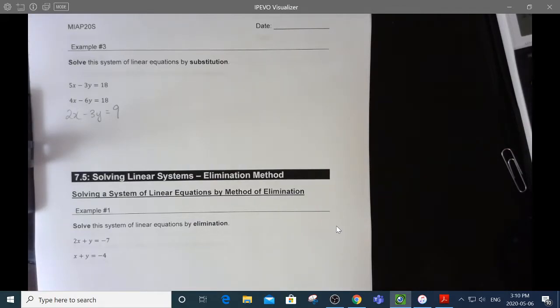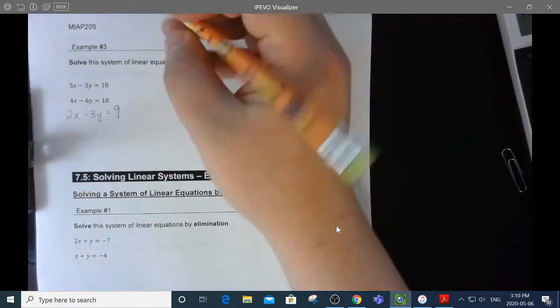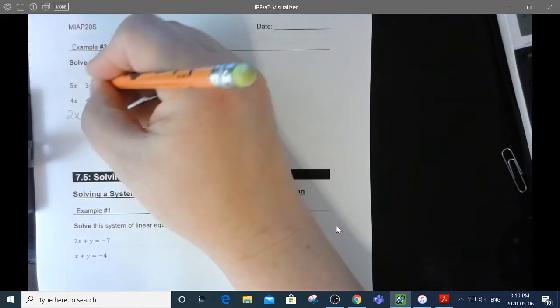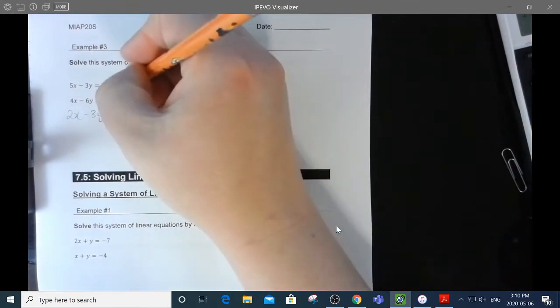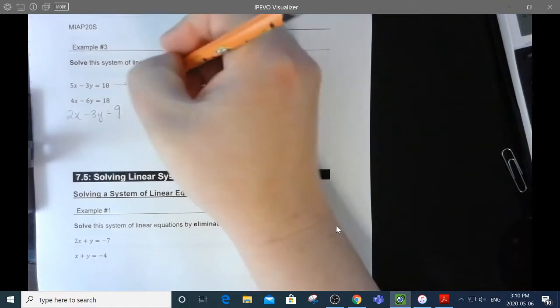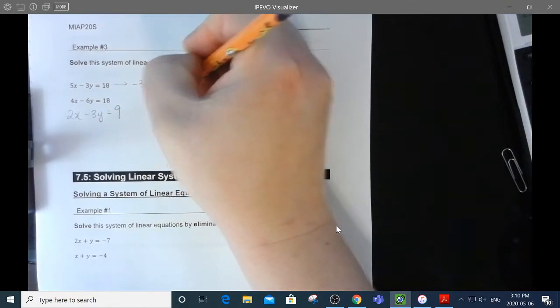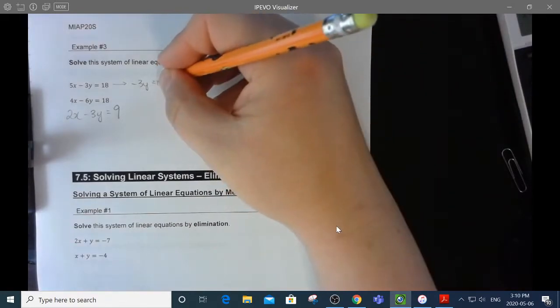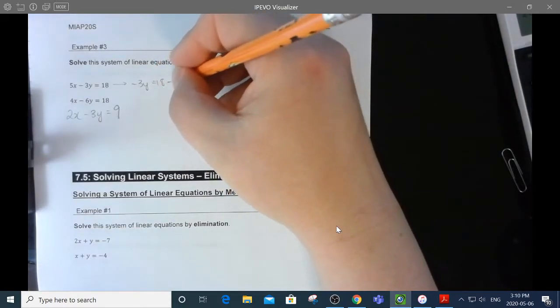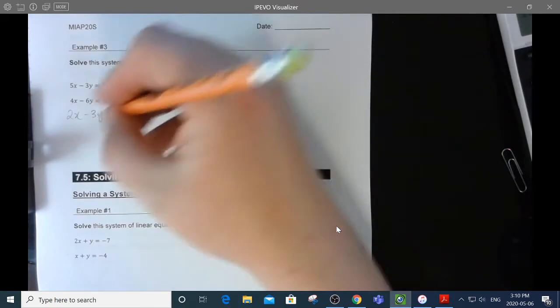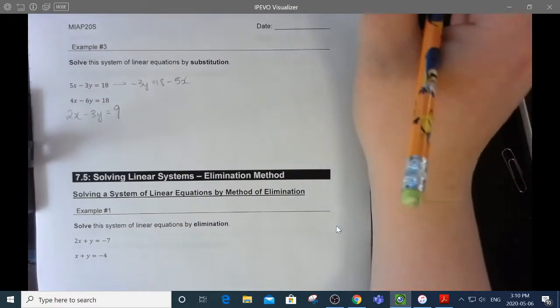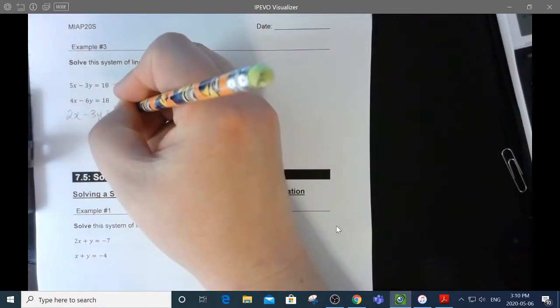But now, check this out. Notice that I could take this equation and isolate for negative 3y. So negative 3y is equal to 18 minus 5x. Correct? So I could substitute 18 minus 5x for that 3y. And just to show you that you don't even have to do a simplification like that, you could even do one more step.